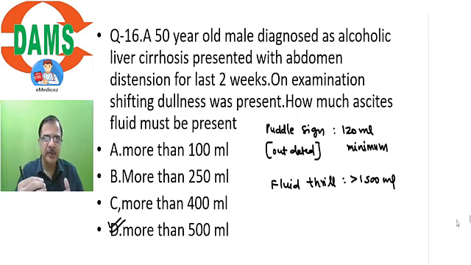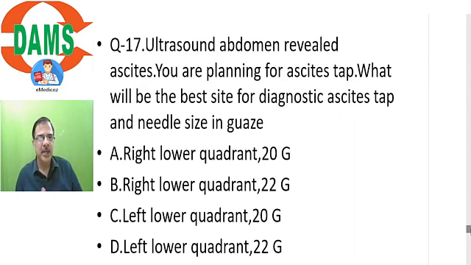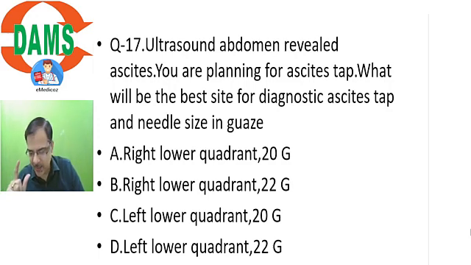Now the next question will be, if it is a case of ascites, do an ascitic tap. So how should you do an ascitic tap? Let's see this question number 17. Ultrasound of the abdomen was done and revealed that ascites was present. Now you are planning for the ascitic tap. As a student or an intern, what will be the best site for a diagnostic ascitic tap, and what should be the needle size? Is the most specific sign the puddle sign? No, it is not a most specific sign here. So we will go for a paracentesis. Where is the fluid best taken from?